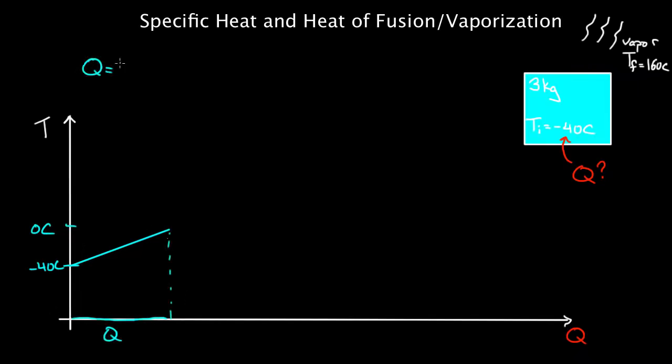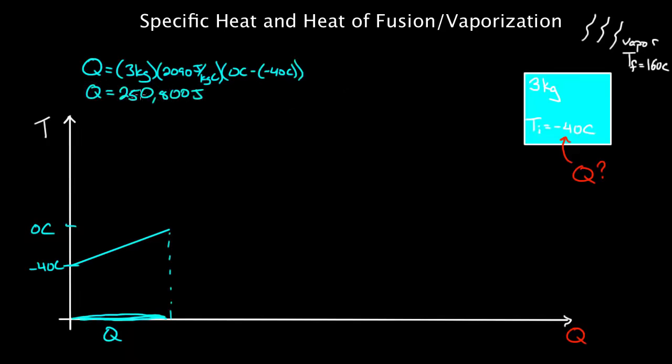We can use MC delta T. M is 3 kilograms. The specific heat of ice is about 2090, and the final temperature is 0. Our initial temperature, so T final minus our initial, is negative 40. Don't forget that negative sign. And if you calculate that, you get that the amount of heat is 250,800 joules. But that's just getting the ice up to the melting point. Now we need to melt it.